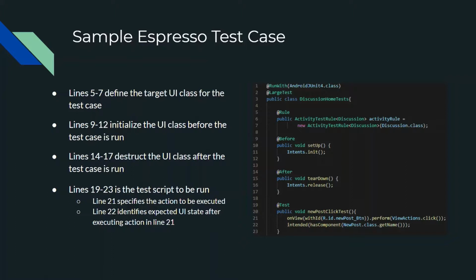Moving on, lines 9 through 12 initialize this UI class and set it up for the test cases, and lines 14 through 17 tear down or destruct this UI class once the test cases have completed their execution. Finally, lines 19 through 23 are the actual test case itself. Line 21 is the code for performing the clicking of the new post button in the discussion forum page. And then line 22 is the condition that checks to make sure that clicking on this new post button successfully navigates the user to the new post creation page.